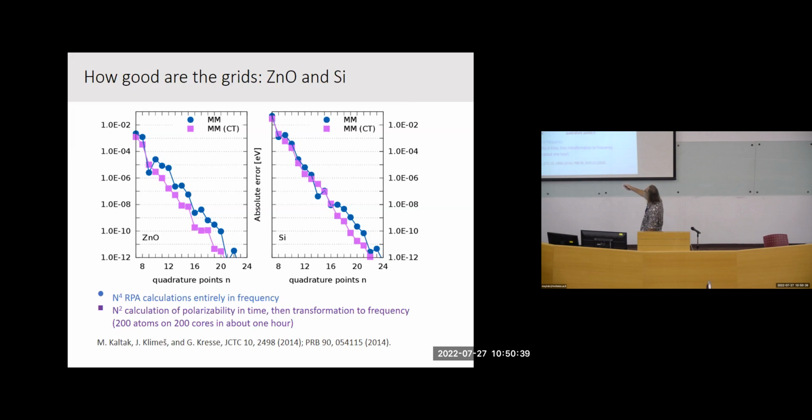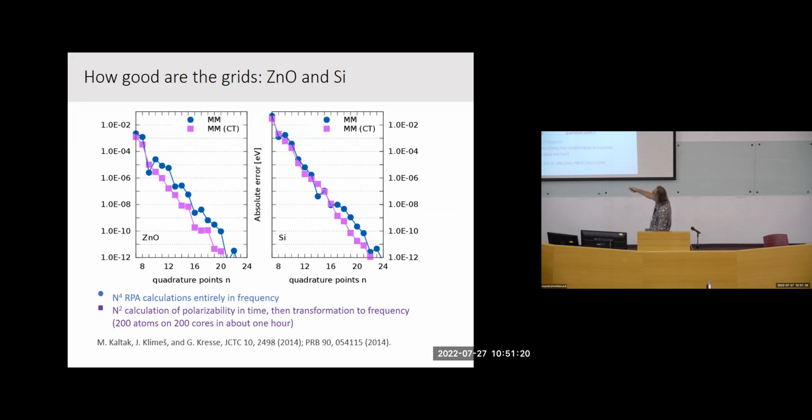So the blue dots are the n to the power 4 RPA calculations, where we take fairly large frequency grids because there's a frequency integration there as well. But it's a completely standard one. And these pink dots, they are the cubic scaling RPA energies, where we use these minimax grids and this non-uniform cosine transform to go between the minimax frequency and time grids.